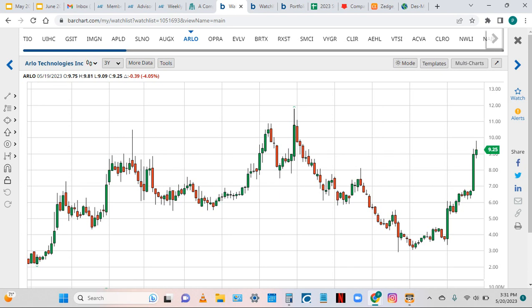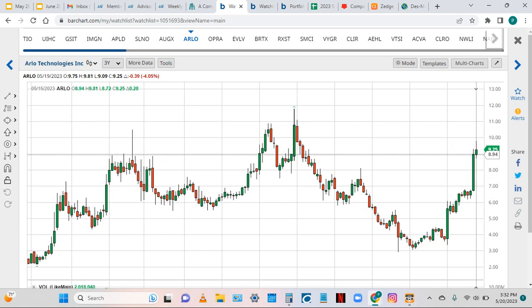This company, Arlo Technologies, this looks like this has moved quite a bit. It has had some consolidation periods in here of like 2 to 4 weeks. Here's a 4 or 5 week consolidation, which gave investors time to think about it, and then investors chose to continue to buy this up. So that looks like that's pretty strong.